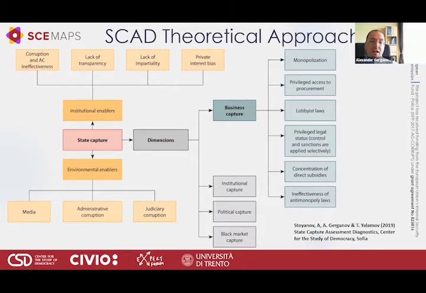The main aspects are the dimensions, as I mentioned, institutional enablers, which make the whole environment more vulnerable to state capture, and environmental enablers, where phenomena like media capture, judiciary capture, and classical low-level administrative corruption, or petty corruption, as some scholars call it, are. Where these aspects are bad, the environment is more vulnerable to state capture.